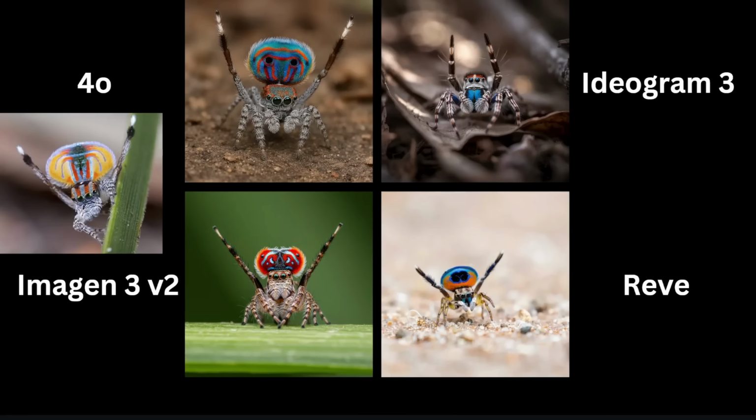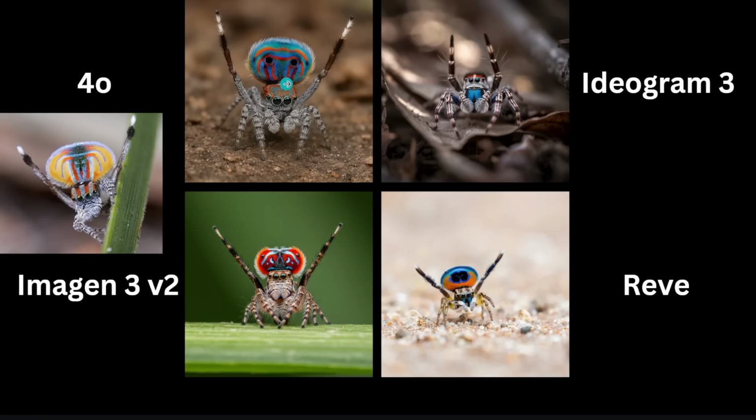Now, if you compare this with the other top image generators, note that this image on the left is an actual photo of the species. Notice that Ideogram, the coloring is kind of wrong. Same with Reve, the abdominal fan doesn't really look like this. And then for Imagen 3, again, the abdominal fan doesn't really look like this design.